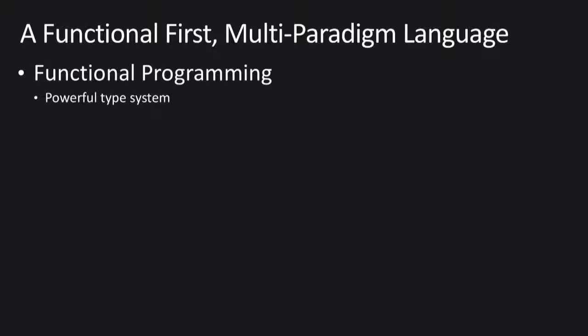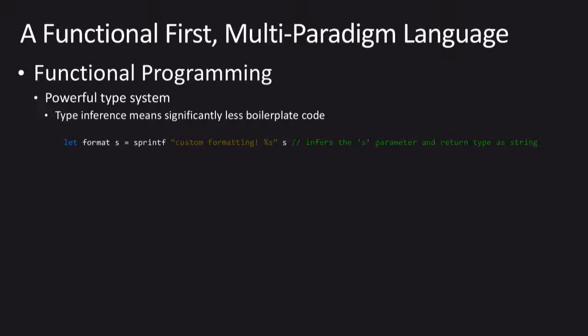So there's another really cool aspect of it. F# has a really powerful type system. What I said before with type inference means significantly less boilerplate code, which you saw already. For example, this would infer that s as a parameter and the return type are both strings, because sprintf is a function that takes a string and shoots out a string. Got it. Well, at least in this case, right?